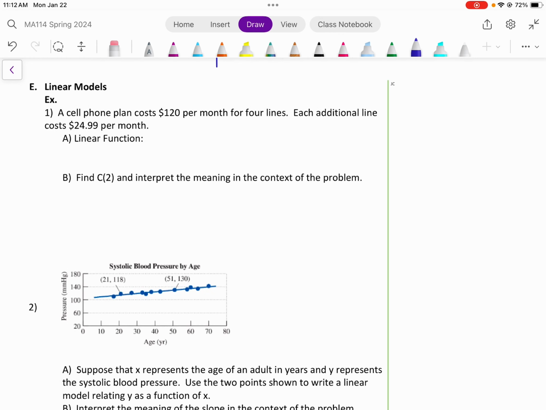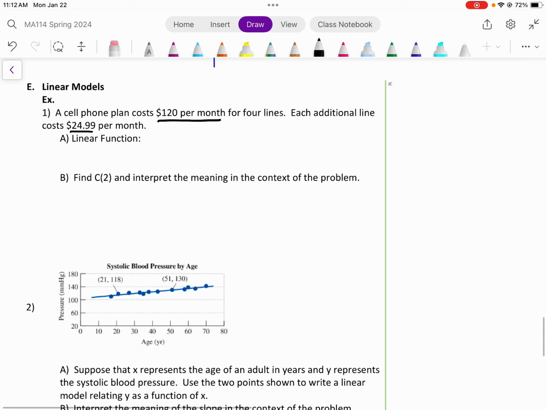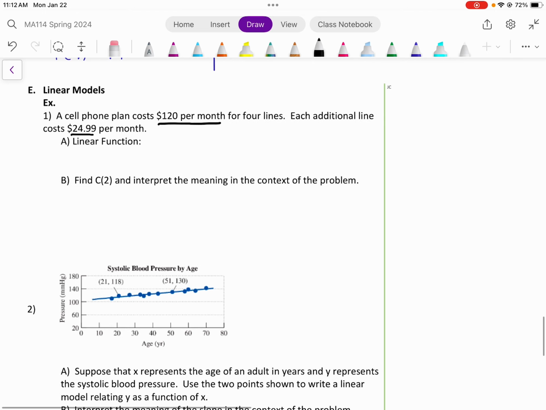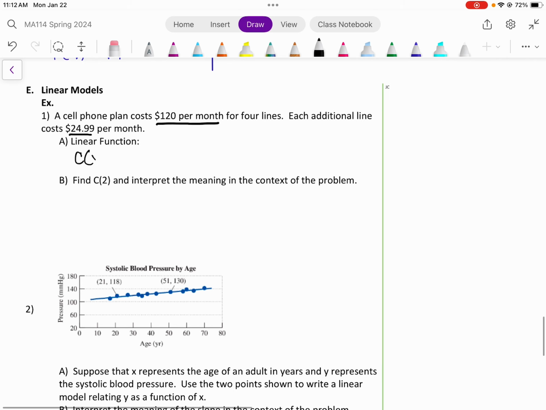Okay, the first one. A cell phone plan costs $120 per month for 4 lines. Each additional line is $24.99 a month. So we're going to write a linear function for that. So we're going to do maybe c of x for a cost function. So that replaces y. It's $120 set a month for 4 lines. So we're going to do $24.99.